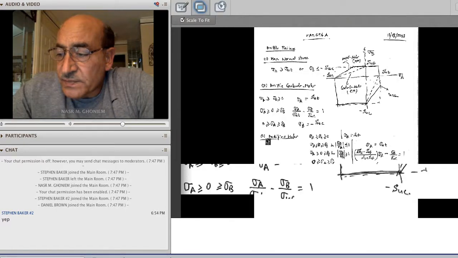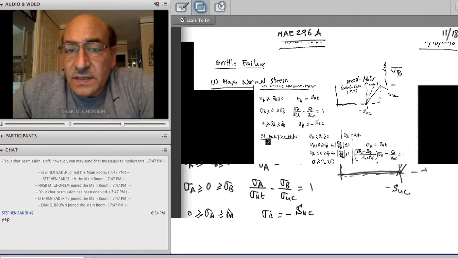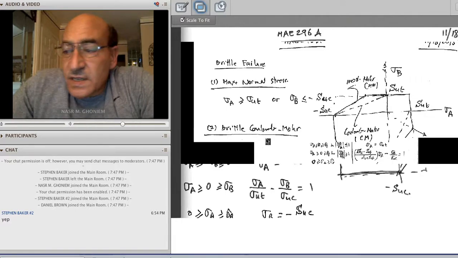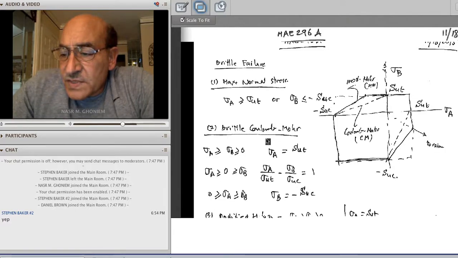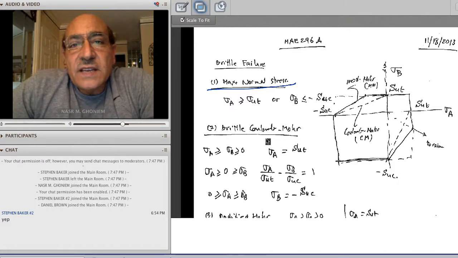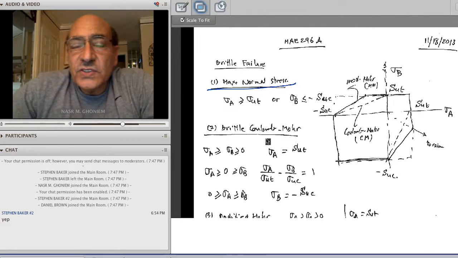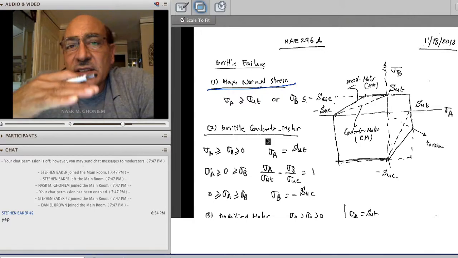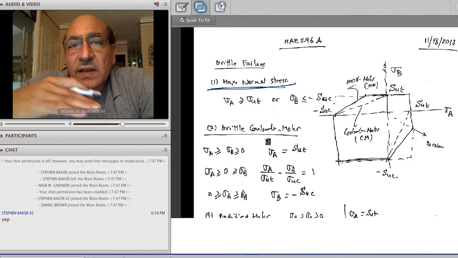So brittle failure is small modifications. The first theory is maximum normal stress. We recognize brittle from ductile in that a brittle material doesn't have a yield point. So it breaks immediately at the ultimate strength right away. We know in ductile you go to the yield, and then from yield you go to the ultimate. But brittle just goes directly, the yield coincides with the ultimate.